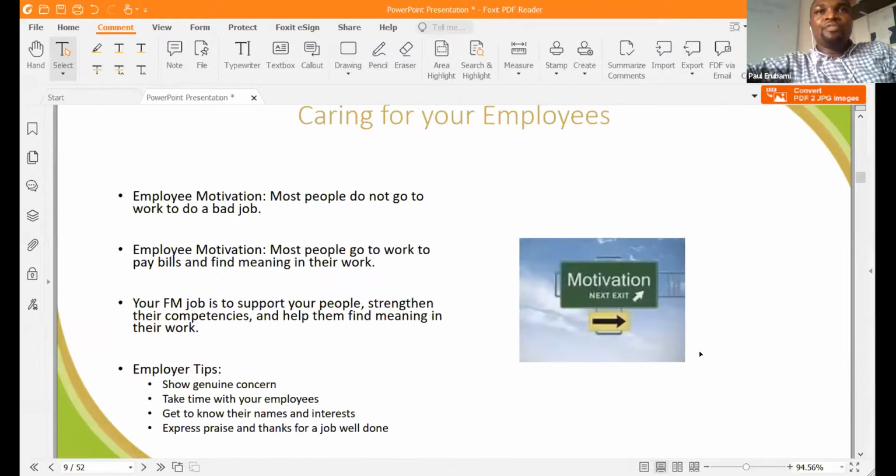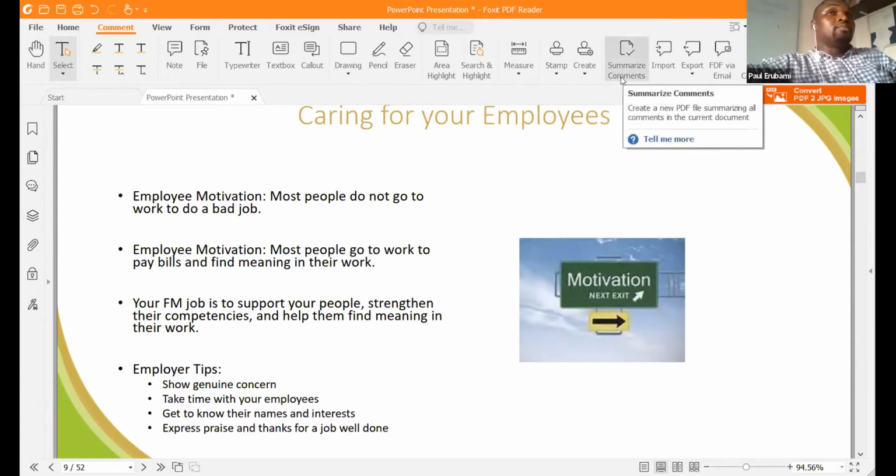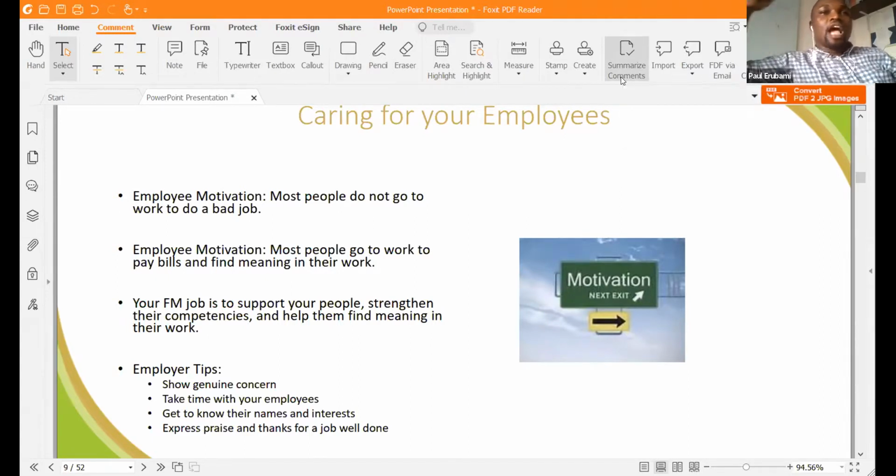So, caring for your employee. I have observed a lot of facility managers are like Thatcher, you know, everything is iron fists. Everything is always fights. You have to kick, give blows to align people to do your work. But the point is, when people feel you care about them, they will go the extra mile for you as a manager.